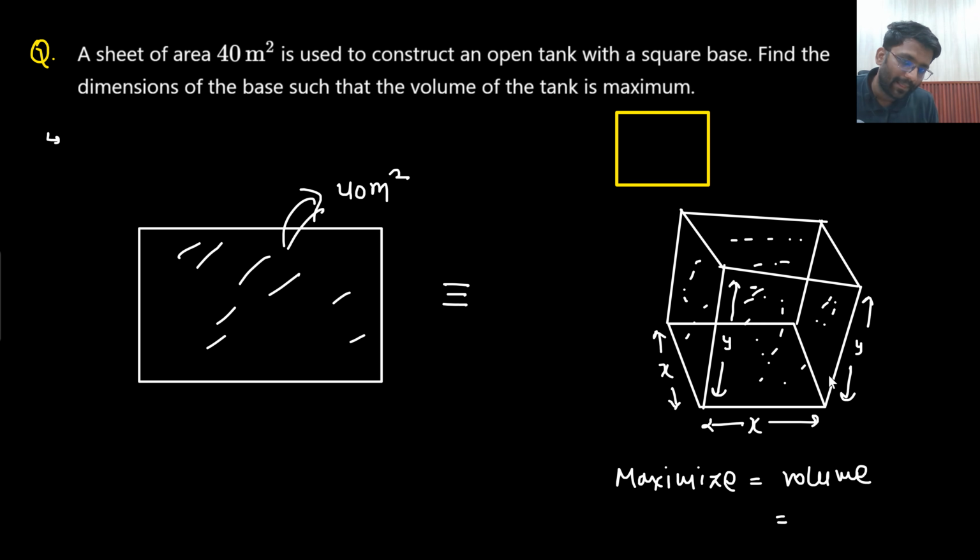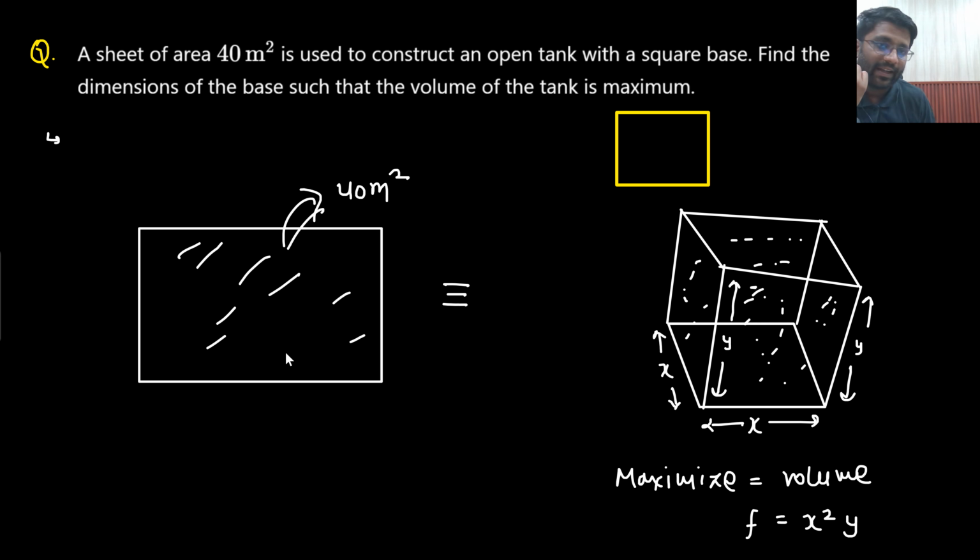Volume will be area of base x square multiplied with the height y. So this is the function that I need to maximize. Now I need the relation between x and y. How will I get the relation?